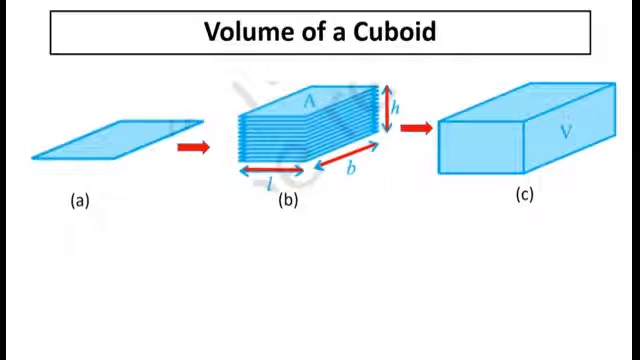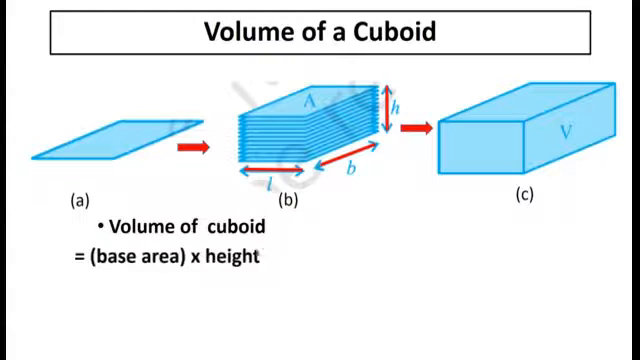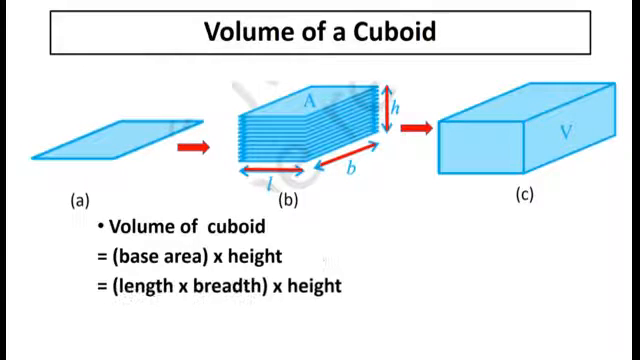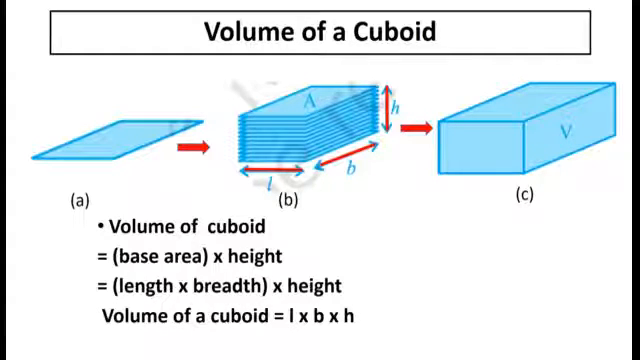So in order to find the volume of a cuboid, we can write base area into height. But we know that base area can be written as length into breadth. So this becomes length into breadth into height. So volume of a cuboid is given by L into B into H.